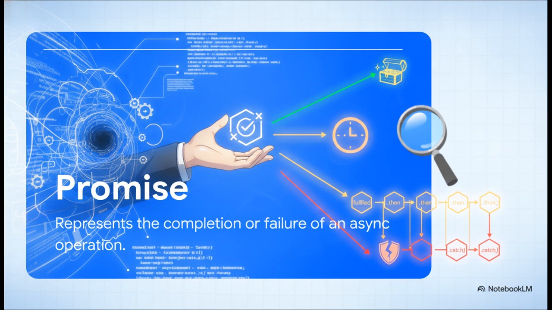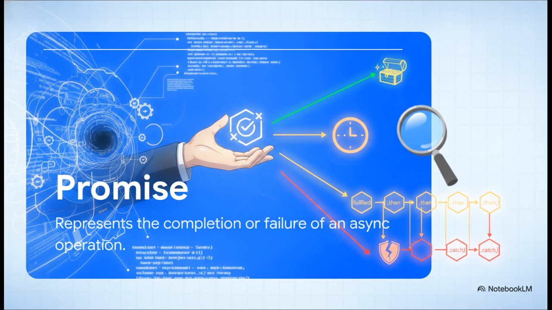In the early days of JavaScript, we handled this by passing functions into other functions, which quickly led to deeply nested, unreadable code known as callback hell. Promises totally rescued us from this. A promise is exactly what it sounds like. It's a guarantee from the engine that you will eventually get a result. It always exists in one of three specific states. It's either pending, it's fulfilled successfully, or it's rejected with an error.